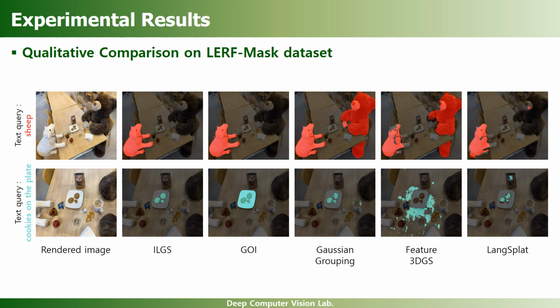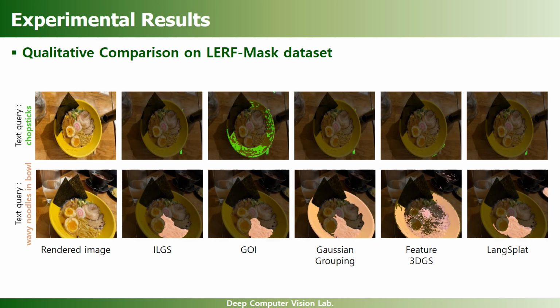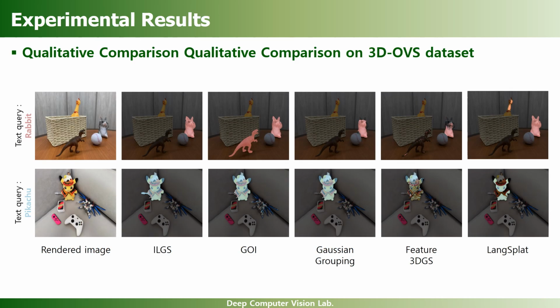Here, we compare our method with previous methods on the LERF mask benchmark. Our approach produces more accurate segmentation masks that are well aligned with the input text query and preserves fine object boundaries. On the 3D OVS benchmark, our method also outperforms previous methods, delivering accurate segmentation masks and maintaining precise boundaries across diverse scenes.